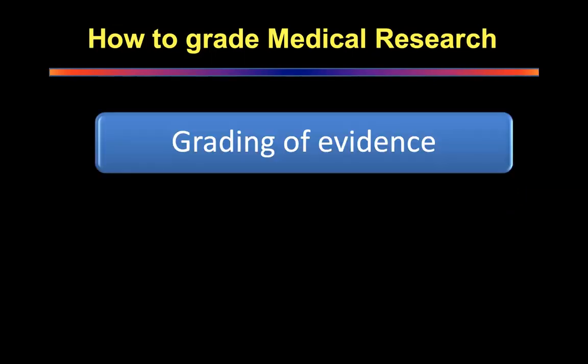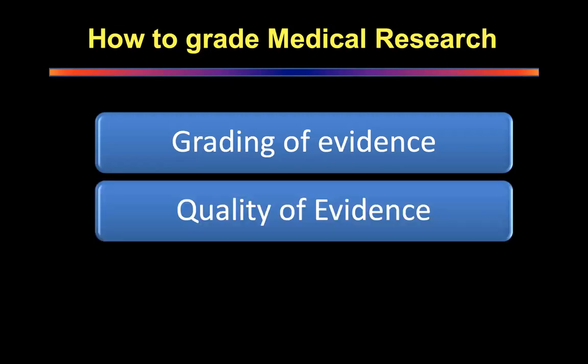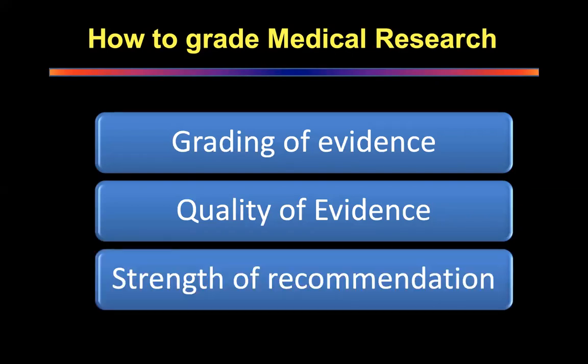Let's look at that. There are three concepts of grading of medical research whenever we do that. One is grading of evidence. Second is the quality of the evidence. And the third is the strength of recommendation. Again, everything on the top is a question in the viva, and everything at the bottom, the blue bit, is the answer. I'm spoon feeding it to you, but it's quite important to understand.